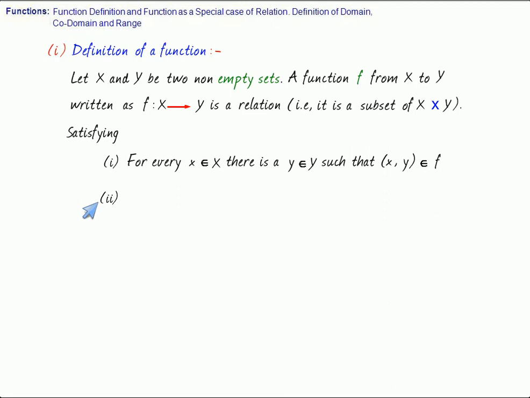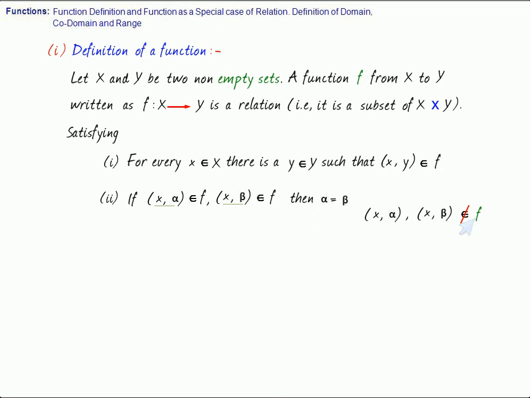Second condition, if (x, alpha) belongs to F and (x, beta) belongs to F, then alpha is equal to beta. This tells us that there cannot be two ordered pairs having the same first entry. If it is there, then this relation or this correspondence will not be a function. (x, alpha) and (x, beta) cannot exist in the function simultaneously, or in a subset of X cross Y.